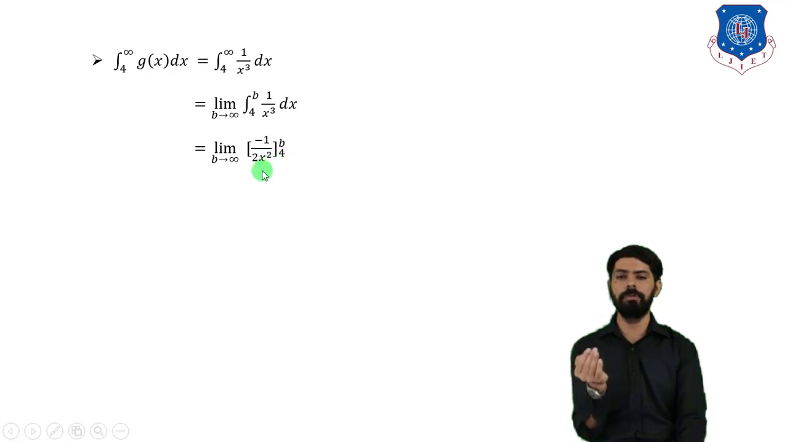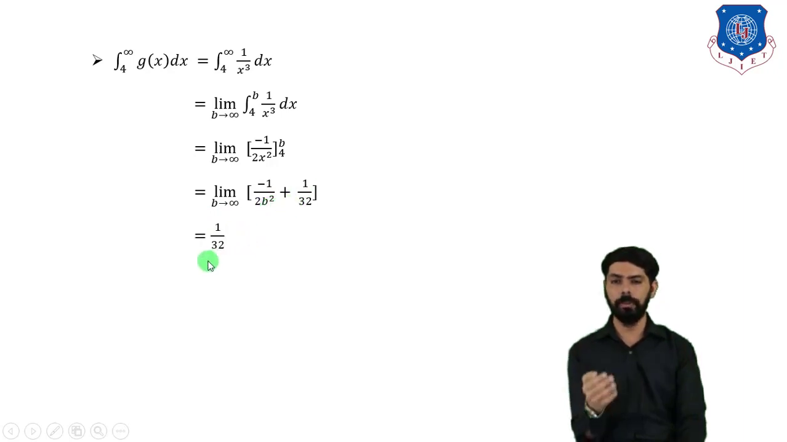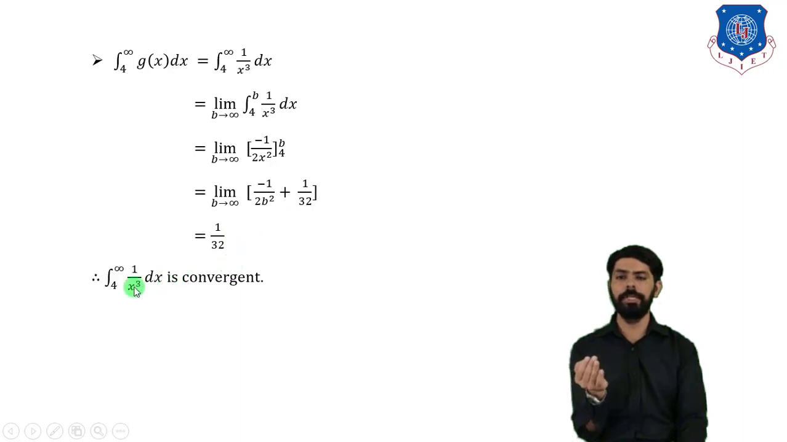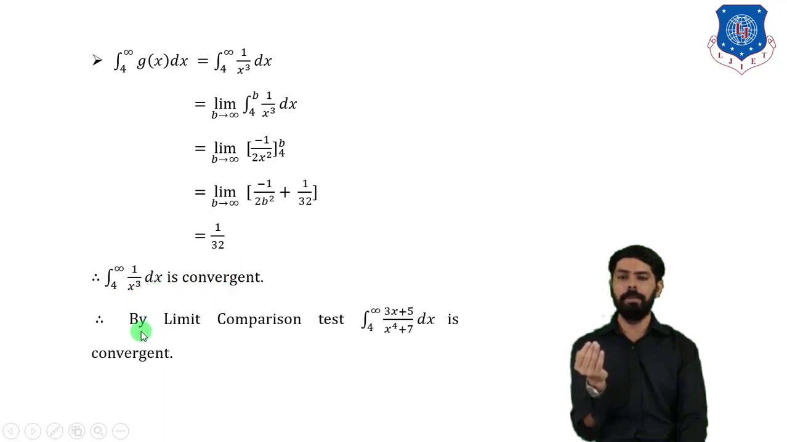Now here first of all we will replace x by b, then minus we will replace x by 4. So this will be limit b tends to infinite minus 1 divided by 2b square plus, here we will replace x by 4. So 4 square will be 16 and 16 into 2 will be 32. So this will be plus 1 divided by 32. Now here we will replace b by infinite. So 1 upon infinite will be 0. Therefore this will be 1 divided by 32. So this is a finite value. Therefore integration from 4 to infinite 1 divided by x cube dx is convergent. Therefore by limit comparison test, integration from 4 to infinite (3x plus 5) divided by (x raised to 4 plus 7) dx is also convergent.